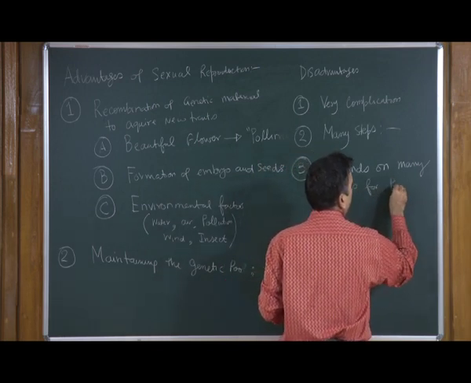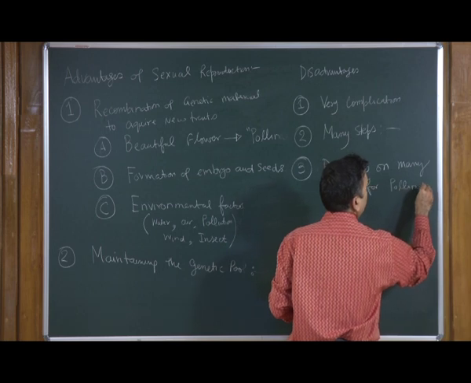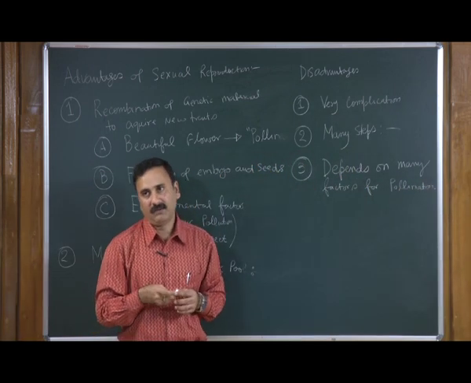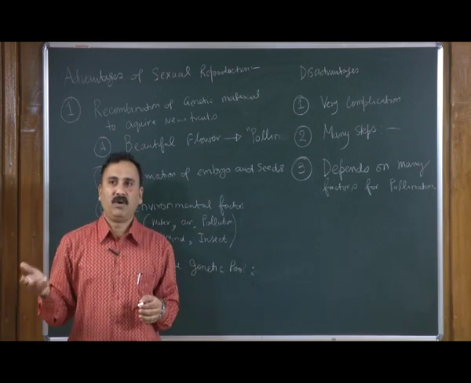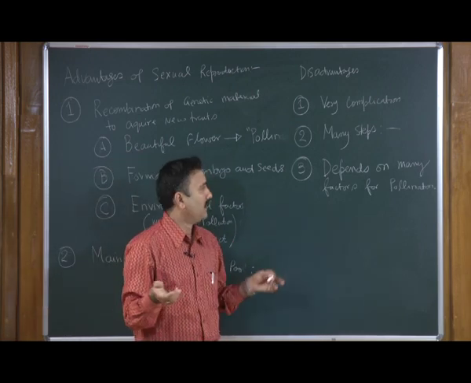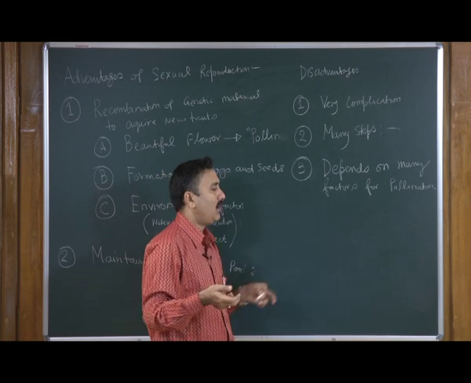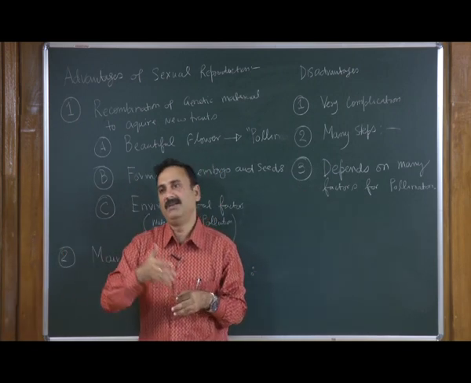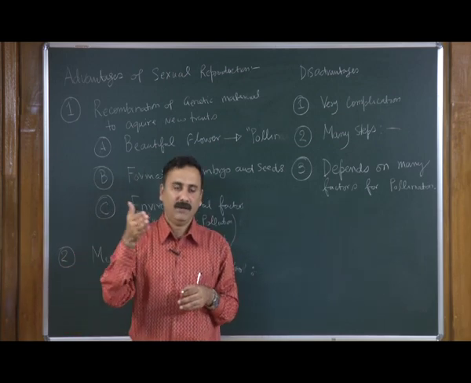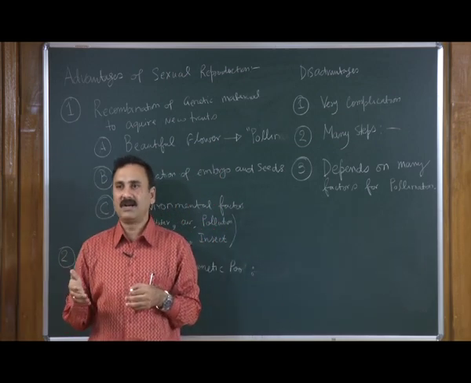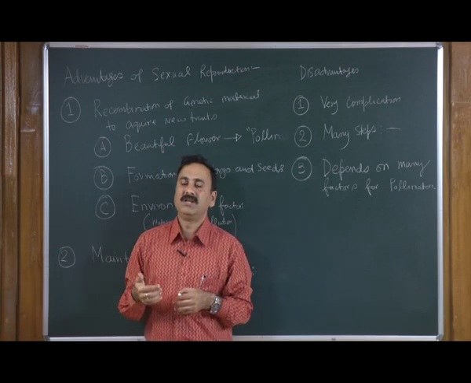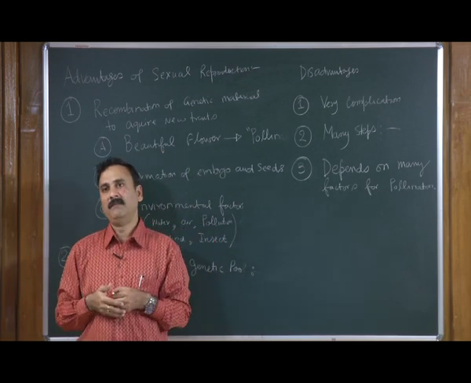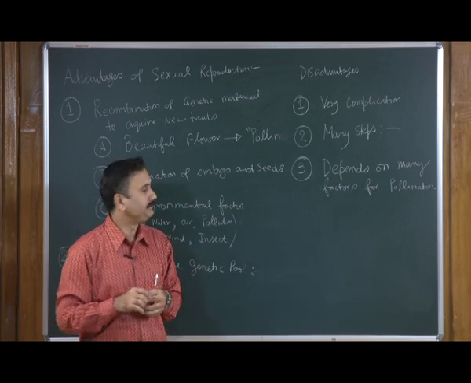For example, the pollination. If the pollination is not going to happen, then the male and female gametes will not come and fuse and form the zygotes. So, because of that, it always depends on many types of factors outside the plant. For example, the animals or the insects which have to carry the male gametes from one plant to another plant, and then help in doing the fertilization.